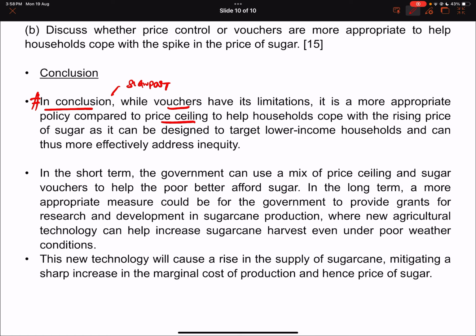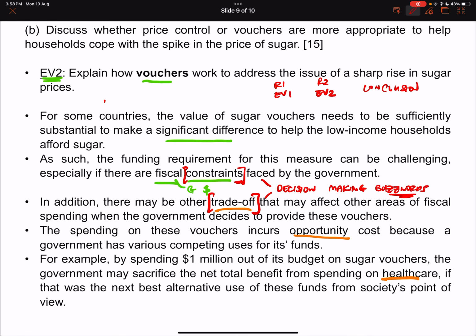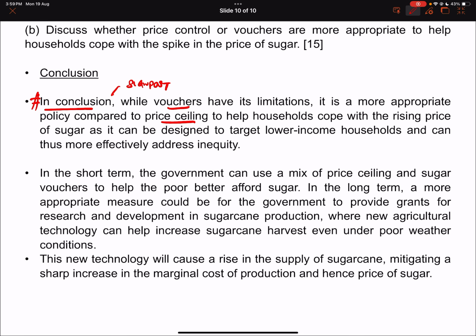Right? Because in a price ceiling you realize, even though you bring prices down, fewer people can enjoy it. Right? So if you go all the way back to the price ceiling, last time Q0 people can buy it. Now only QS people can buy it. But of course they buy at a lower price, but there are actually fewer people that can buy it. Okay? So that's the first thing, right? So I would say vouchers are more appropriate. So what I'm doing here, firstly, is a stand.